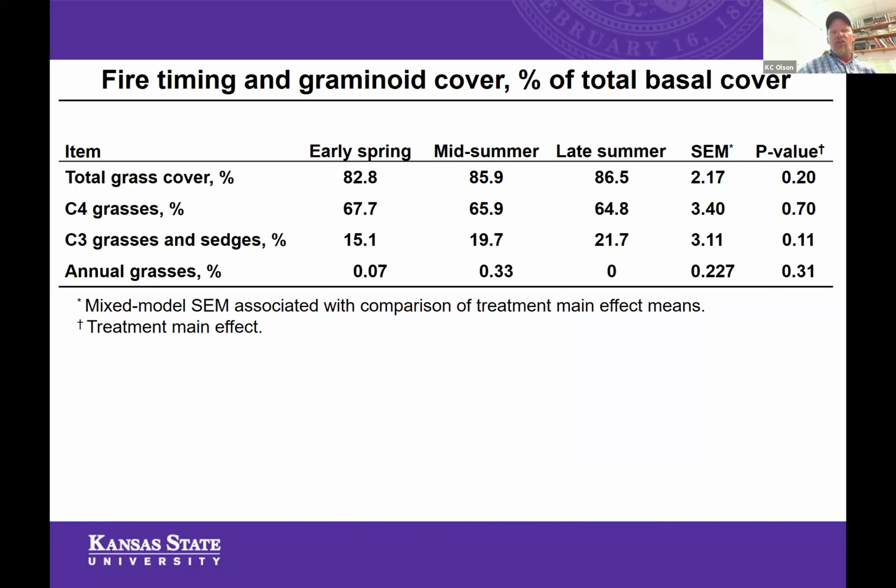Okay, we didn't change any major plant type classifications in terms of relative abundance. Total grass cover was the same. Warm season grass cover and cool season grass cover were the same across treatments. And the amount of annual grass was the same across treatments.